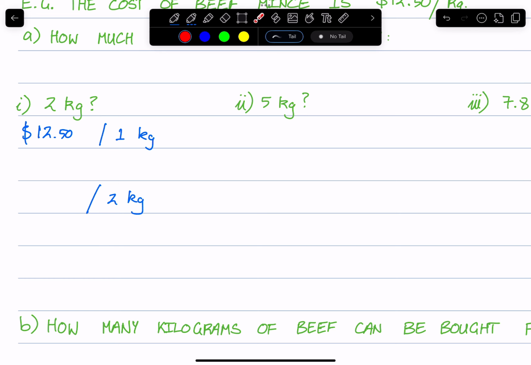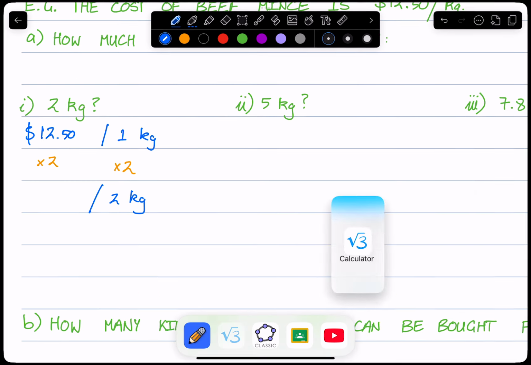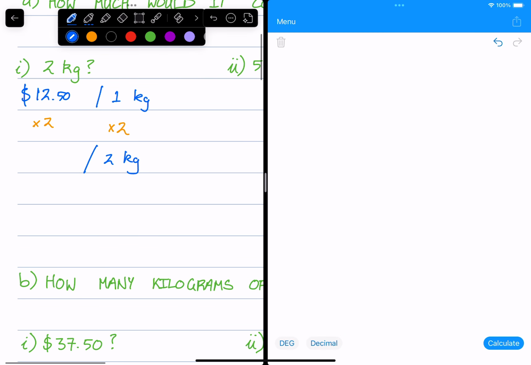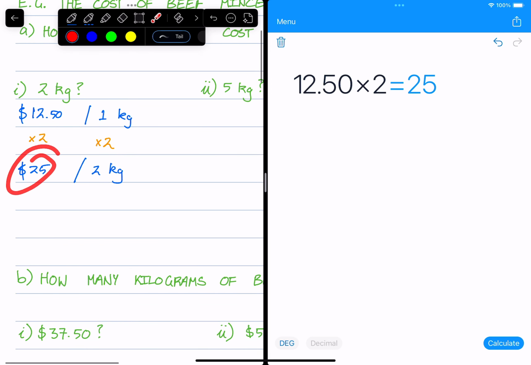And now we ask ourselves, how does 1 become 2 through multiplication? Well, we times that by 2. And since we multiplied this side by 2, we multiply the other side by 2 as well. So then we get 1250 times 2. That gets us $25. So for 2 kilograms, it costs $25.